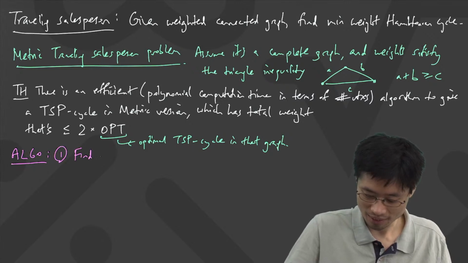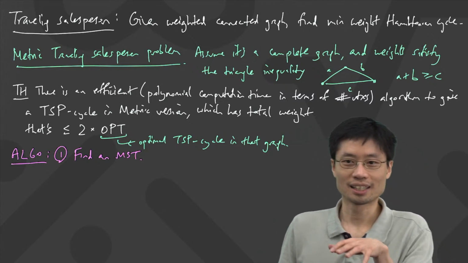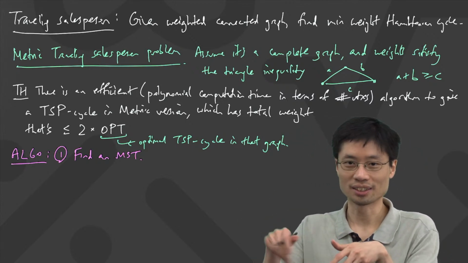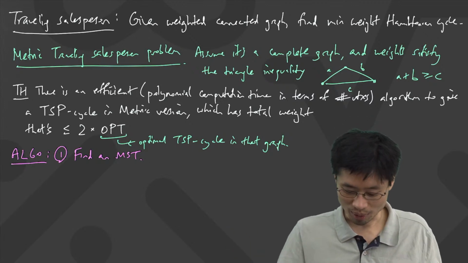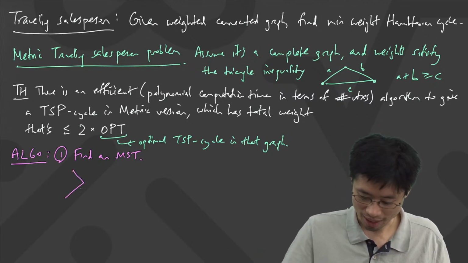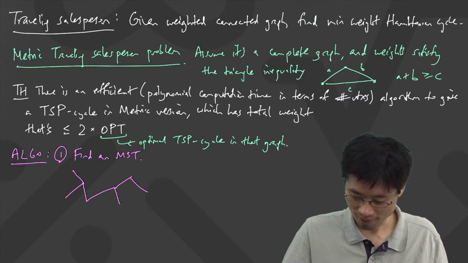Find an MST. Wait a second. That's not a traveling salesperson cycle. You can't even do it. I mean, what is this? So you got some MST. MST is like this. Okay.